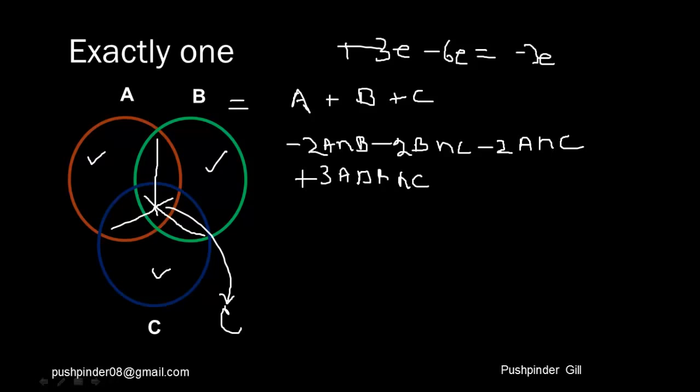Right? So guys, mind my handwriting. This is A intersection B intersection C, right? So this is how you calculate exactly 1, right? So it's pretty simple. You don't need to learn this. I haven't learned this till now. I'm just calculating, writing in front of you.